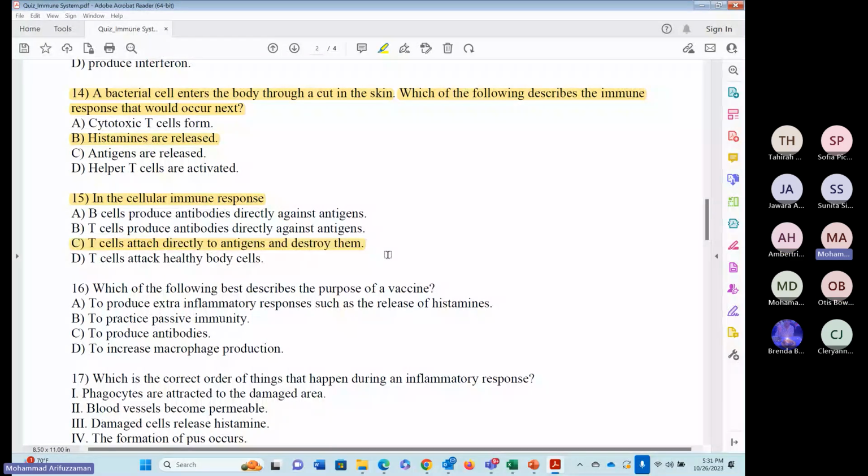No. Healthy body cells will not be attacked by T cells, because immune cells can only detect foreign substances, not the host. T cells attack antigens directly and destroy them.